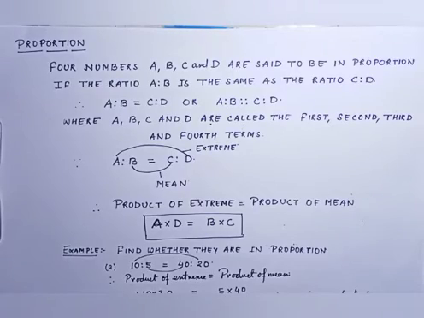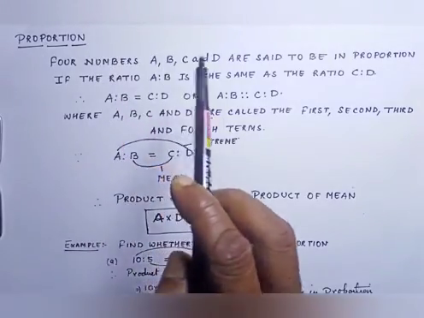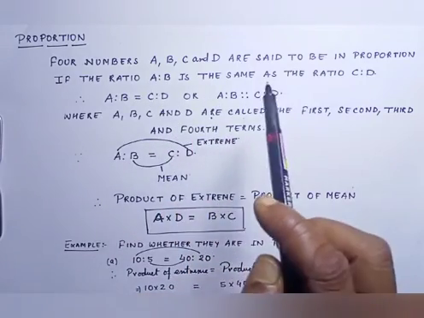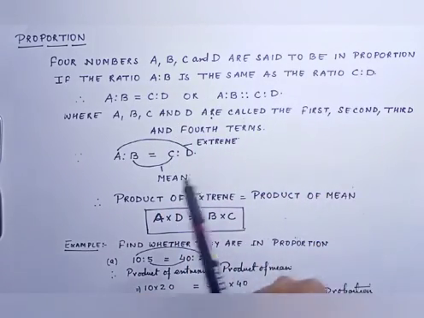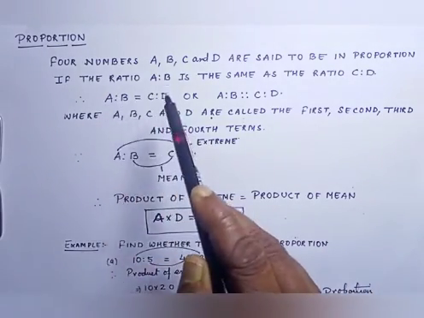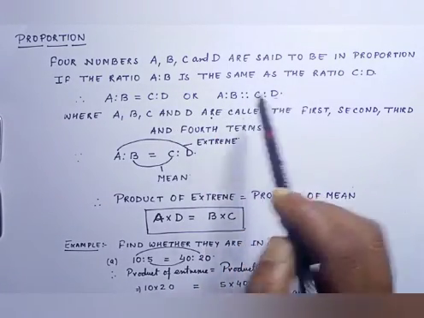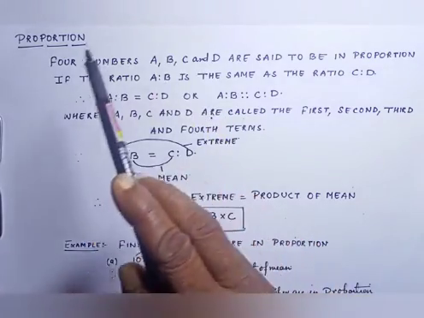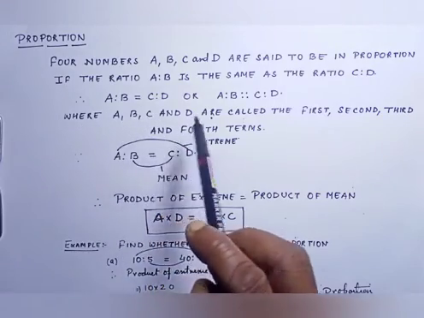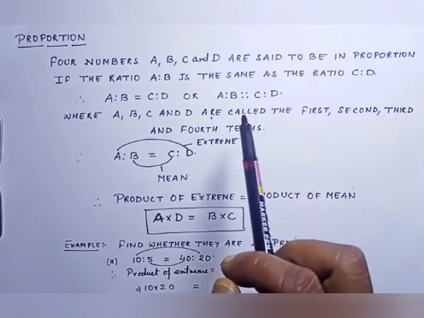Let us start with another topic, that is proportion. What is proportion? Four numbers A, B, C and D are said to be in proportion if the ratio of A is to B is the same as the ratio C is to D. So if A is to B is equal to C is to D, then only we can say that the four numbers are in proportion. Here A, B, C and D are called the first, second, third and fourth terms of the proportion.